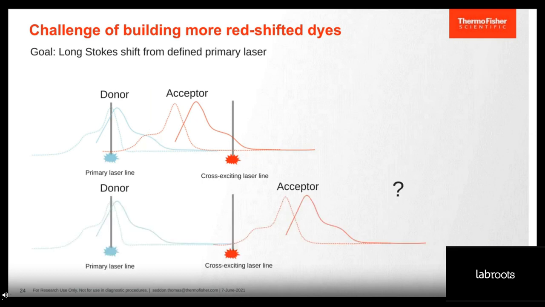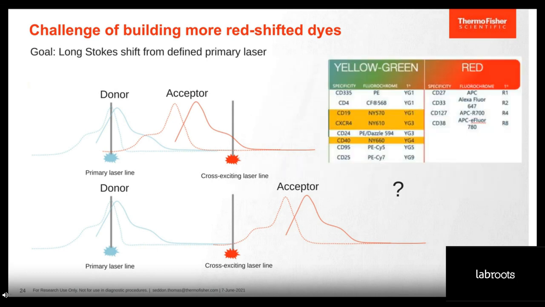But as you build out to more and more brightness, so you can see here at the bottom, you still have that donor, but now you don't have that overlap. So in terms of getting to a more red-shifted dye and getting this fluorescence, it's more of a problem than I think a lot of us spend time thinking about.